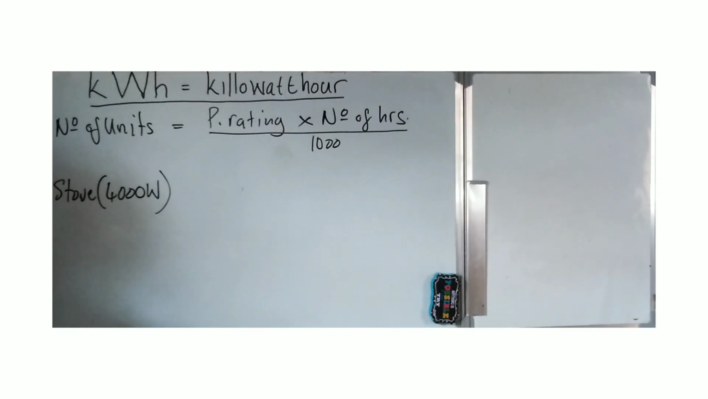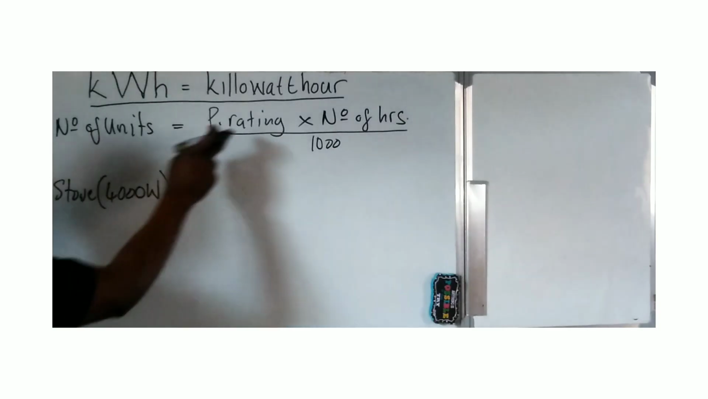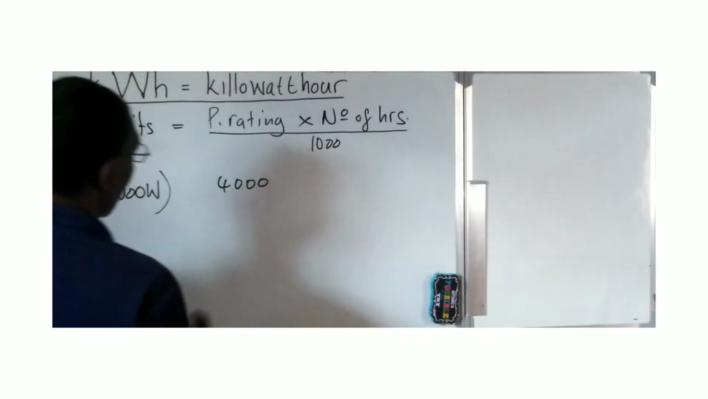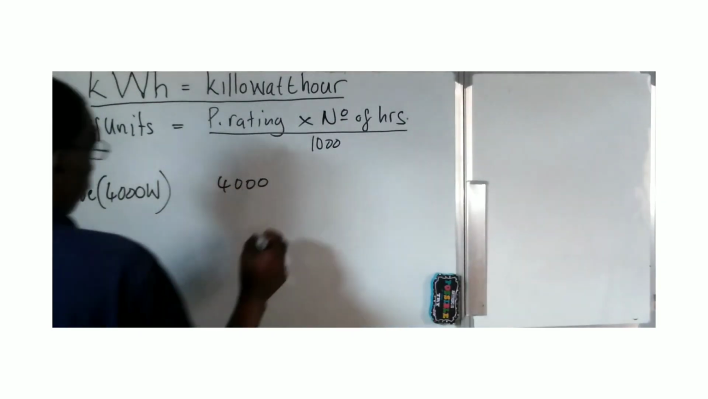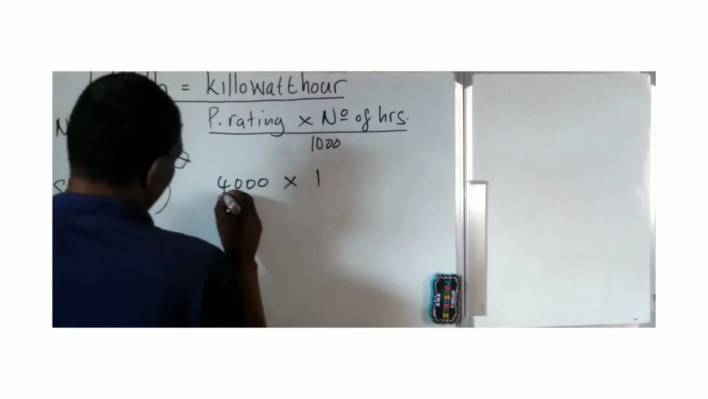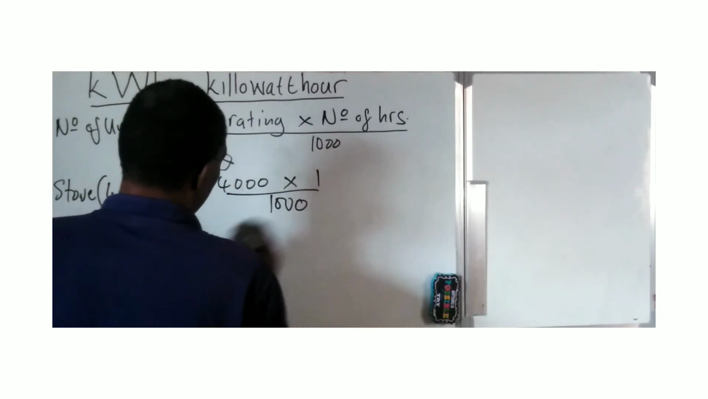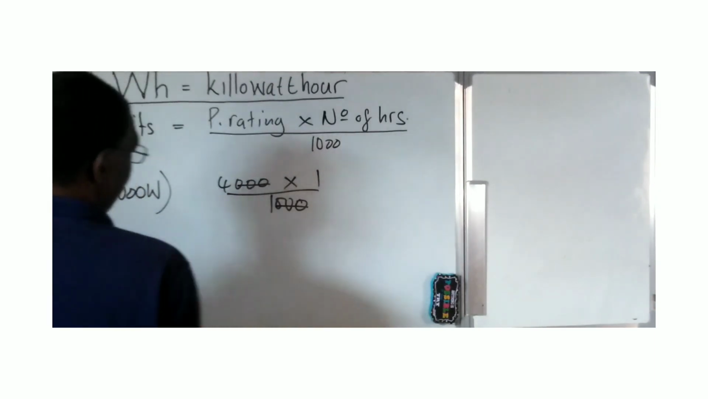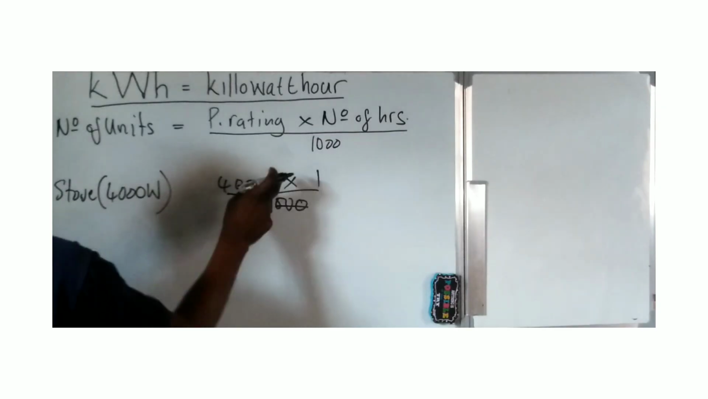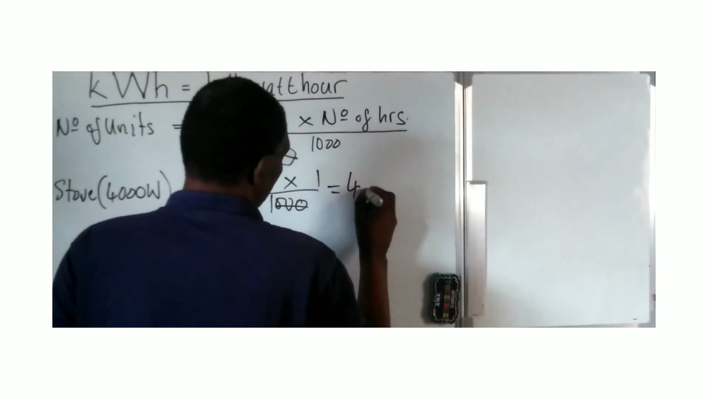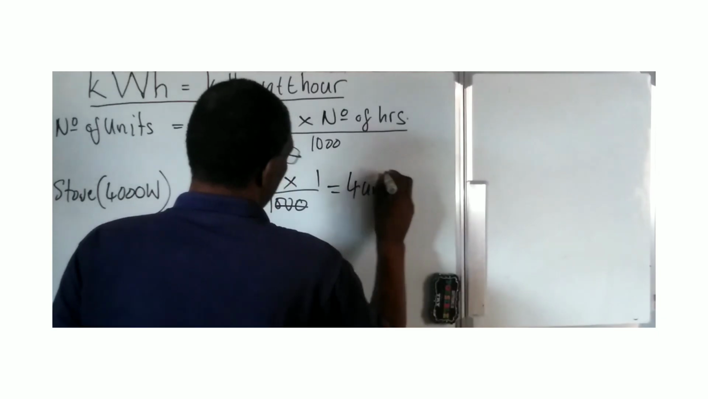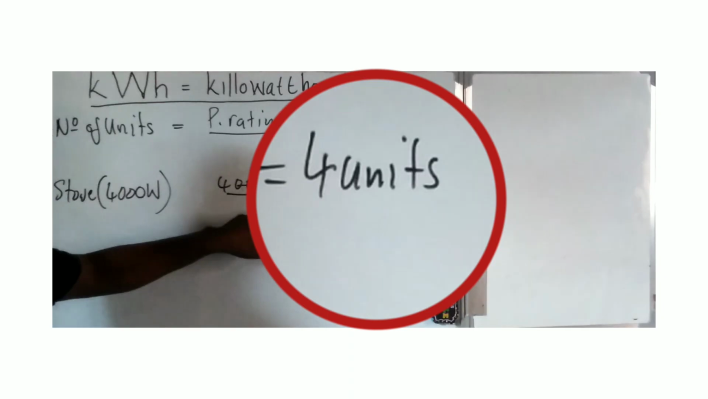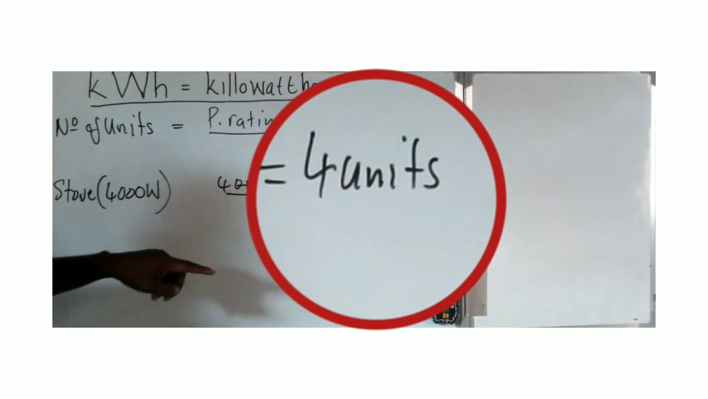So how many units are going to be consumed? Well, we plug in the numbers. Power rating is 4,000. Number of hours, we said we'll switch it on for 1 hour. Divided by 1,000. That gives us what? This must go and this must go. So up here we're just left with 4 times 1, which is equal to 4 units. So a stove rated at 4,000 watts, switched on for 1 hour, will eat up 4 units of power.